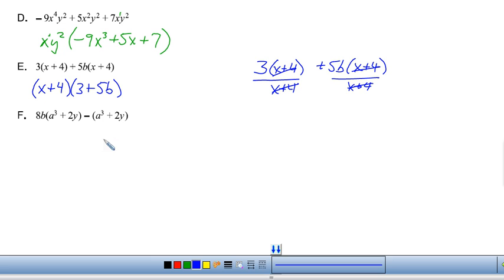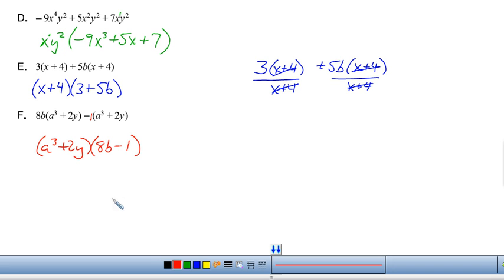Okay. Quickly, before my time runs out, I will go ahead and work this last one. If you look to see what you can divide out of both of these terms, it's obvious again, it's a to the third plus 2y. So you write down a to the third plus 2y. And when I divide a to the third plus 2y out of the two terms, I'm left with 8b on this one. And on this one, it's -1. There. So that's how you do GCF factoring.